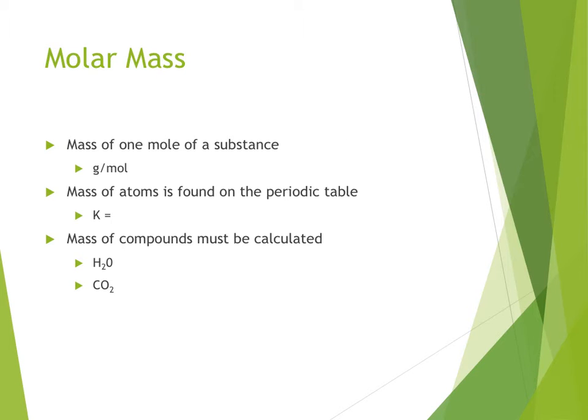So this is called molar mass. Molar mass is the mass of 1 mole of a substance. The unit is grams per mole. The mass of atoms is found right on the periodic table. It's the number that's under the name of the element. It's a decimal number. I'm going to want you to go to at least 2 decimals. If you want to just use the whole number, that's fine as well.